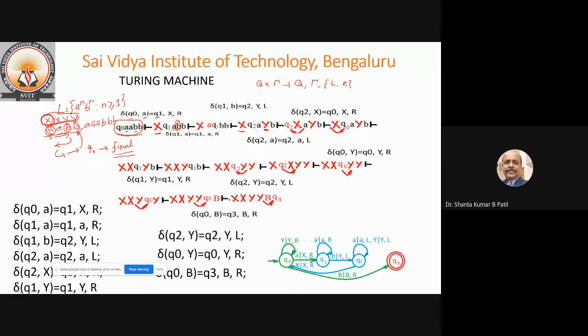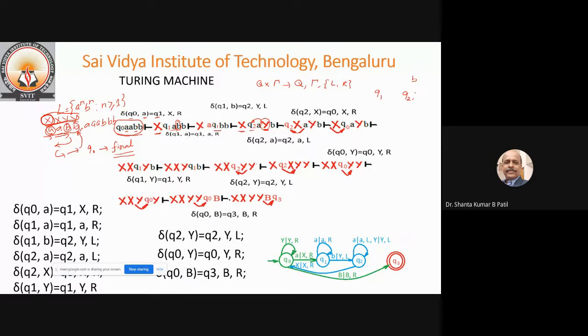q1 to q2. Whenever q1 comes across this B, its direction is changing. It was here, now it has come to this position. The state has come to this position, and it was q1 here, now it is q2. So the direction changes, the state also changes from q1 to q2, and this symbol B is changed to Y. For example, whenever q1 comes across the symbol B, its state is going to change from q1 to q2.